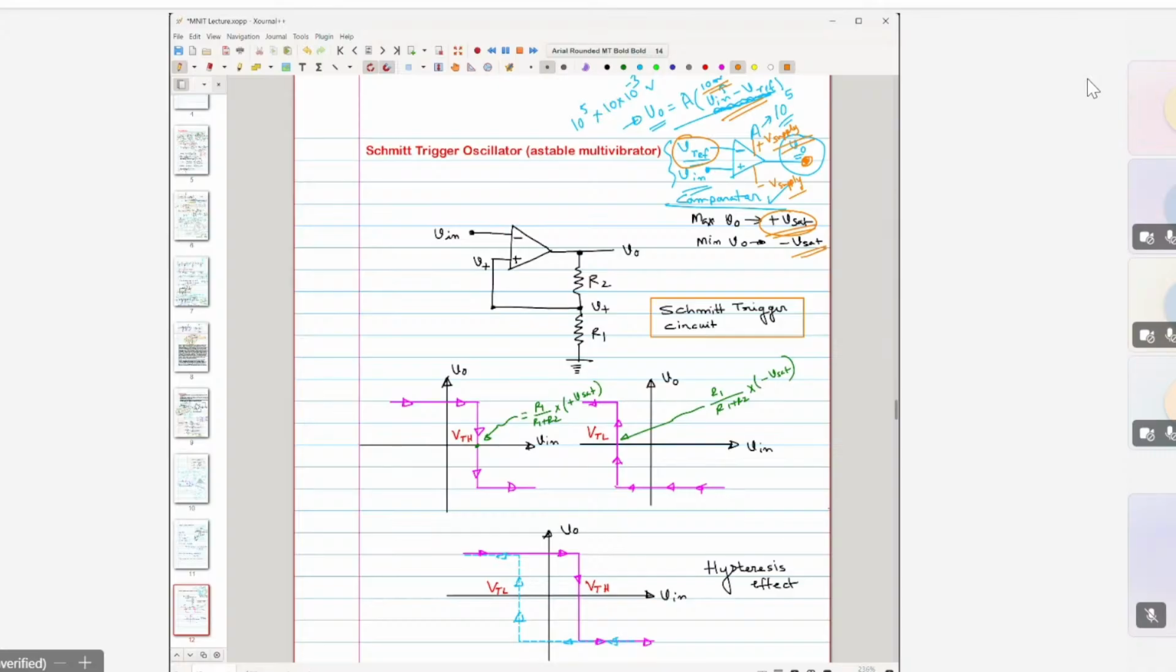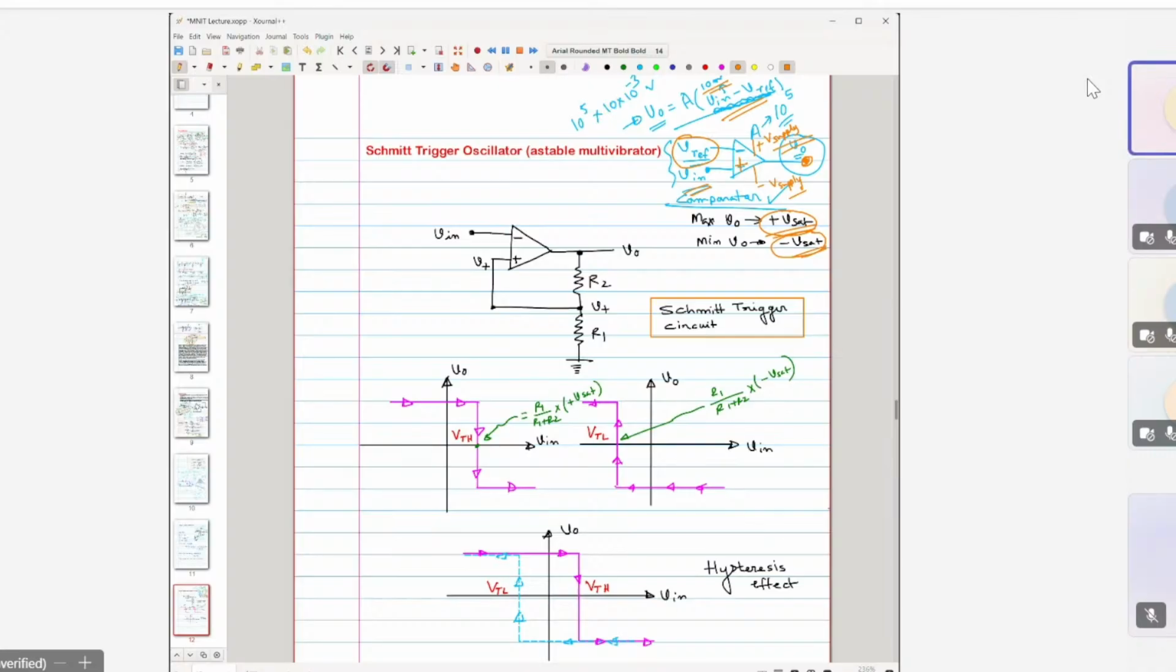Now if this V reference is higher than V in, meaning higher than the positive terminal voltage, then it would generate a voltage at this output which is minus Vsat. That way it can compare this input voltage with respect to that of this V reference, right?